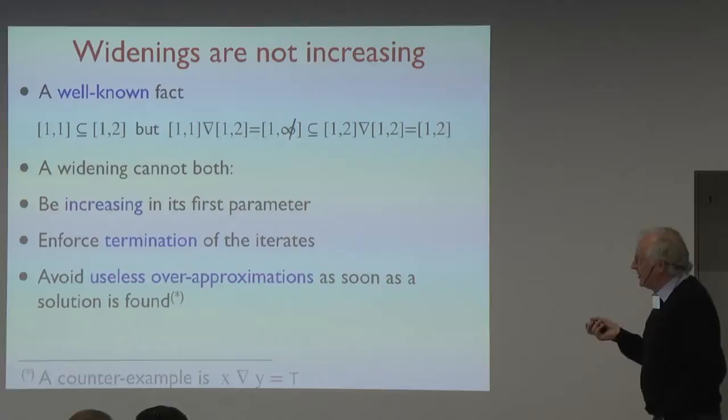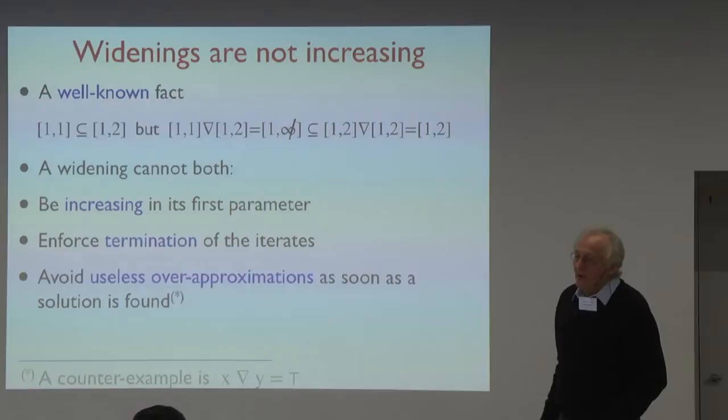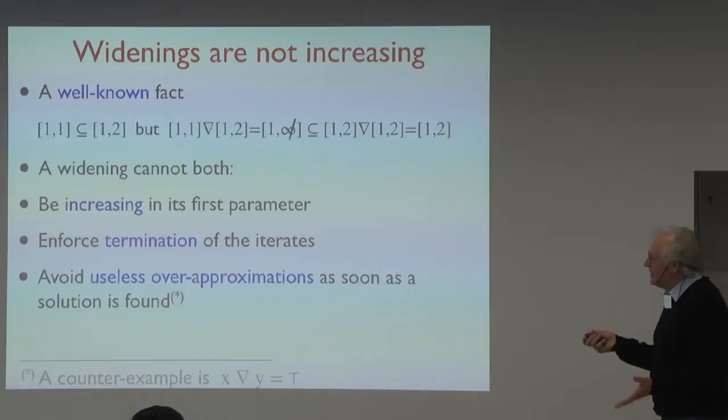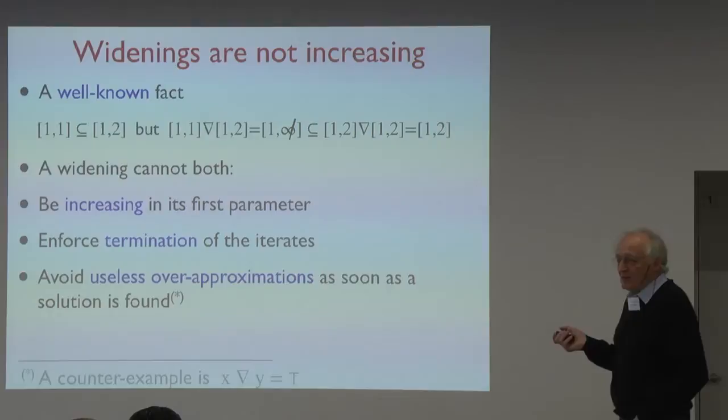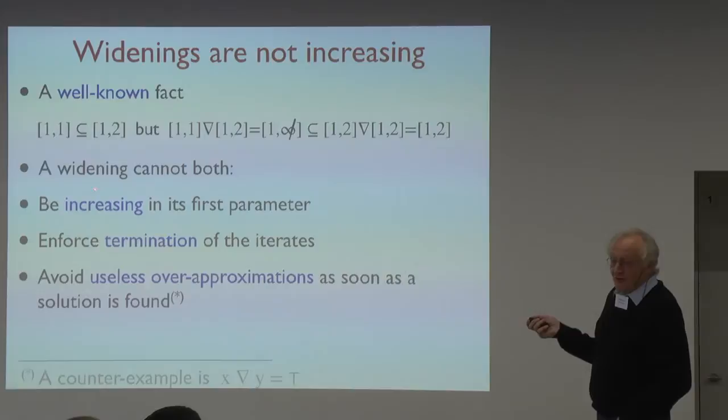In fact, it's not possible to have an increasing widening, because if you have a widening which is increasing in its first parameter, which enforces termination of the iterates and does not do over-approximation as soon as you have found a solution, that is, when you have a solution, the widening will not degrade the information, then you cannot have these three properties simultaneously. So in practice, we want to enforce the termination. We want to stop losing information when we have a solution, so it cannot be increasing in the first argument. Obviously, if you take something like widening to top, it's increasing in its first argument. It enforces termination, but it doesn't satisfy the last property.